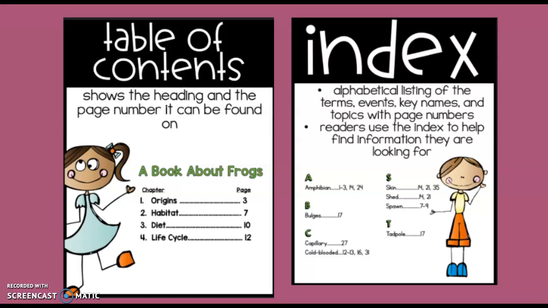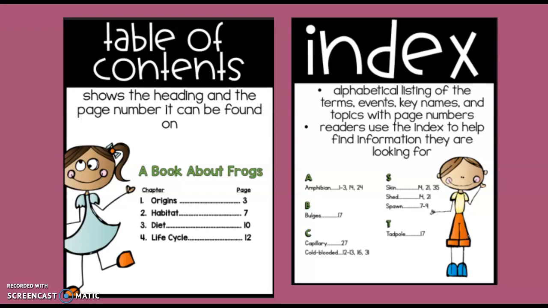Similarly, we have an index. Now, the index usually comes at the end of the informational text, whereas the table of contents is usually the first couple pages after the title page. The index is usually at the back of the book. And an index has all of the different terms, events, key names, and topics that are mentioned in the book and what page you can find that on.